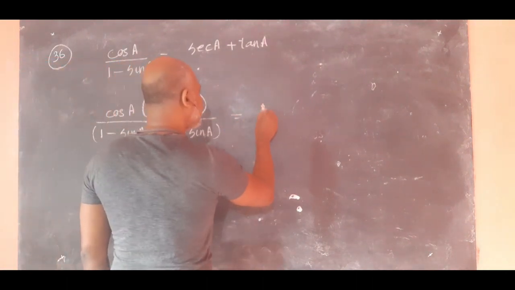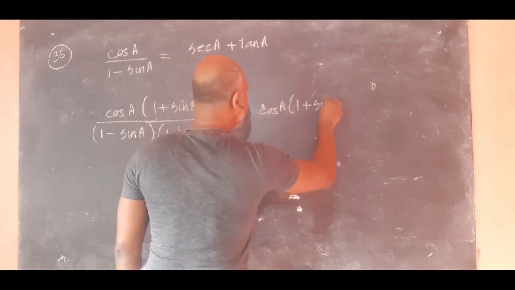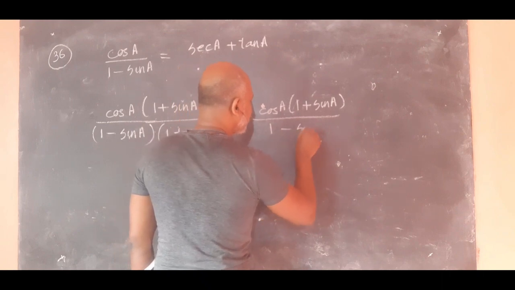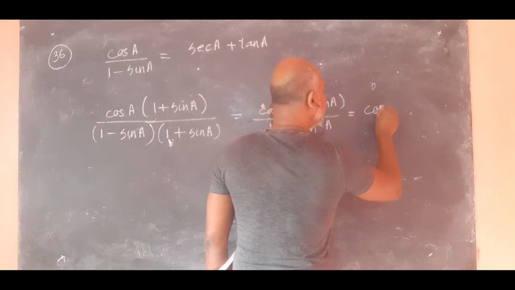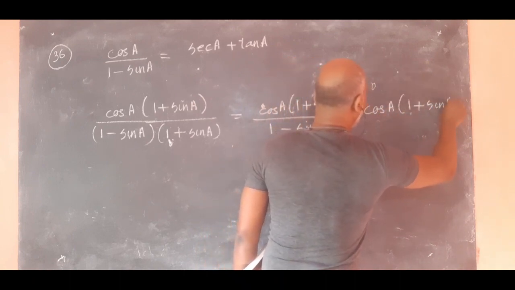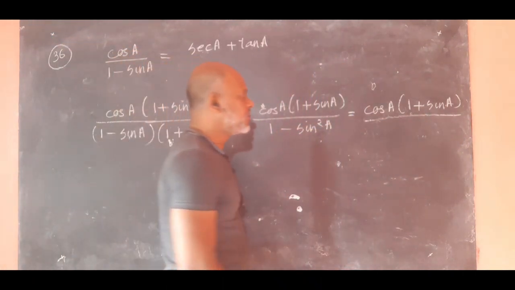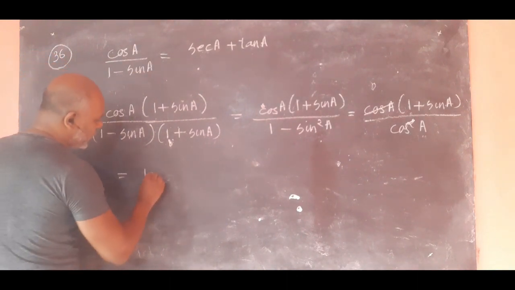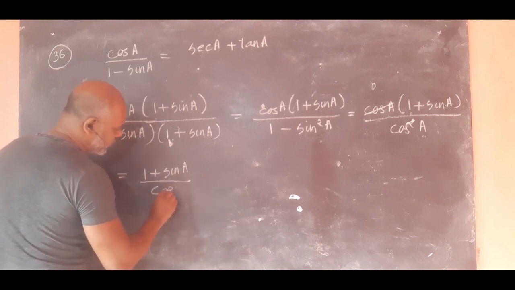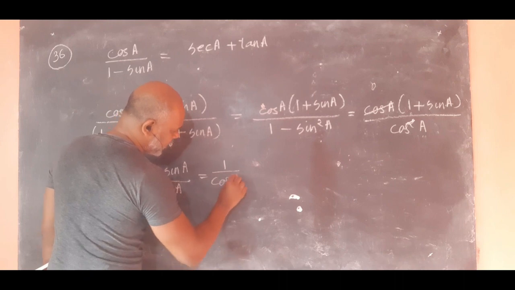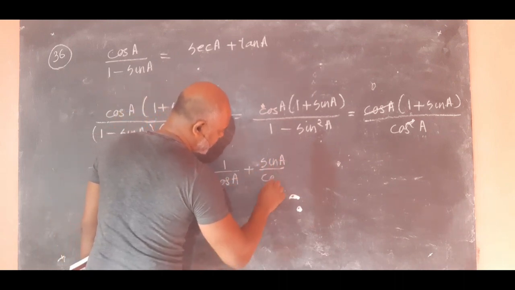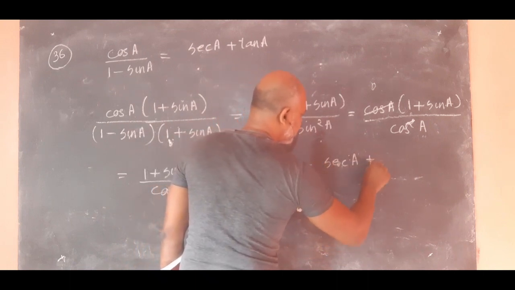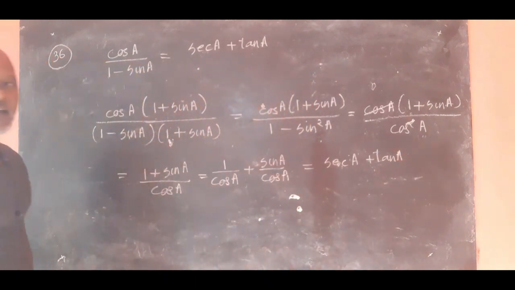The numerator we leave as it is, so it is cos A into 1 plus sin A. On the denominator, 1 minus sin A into 1 plus sin A gives 1 minus sin square A, which I can write as cos square A. From here we cancel a cos A from the numerator and denominator, and now we have 1 plus sin A divided by cos A, that is 1 by cos A plus sin A by cos A. This simplifies further: 1 by cos A is sec A, plus tan A, and hence we have proved LHS is equal to RHS.